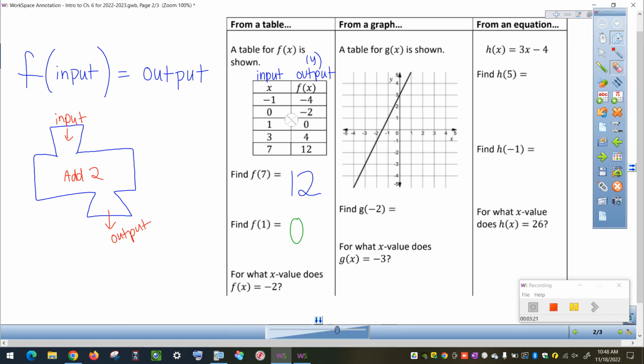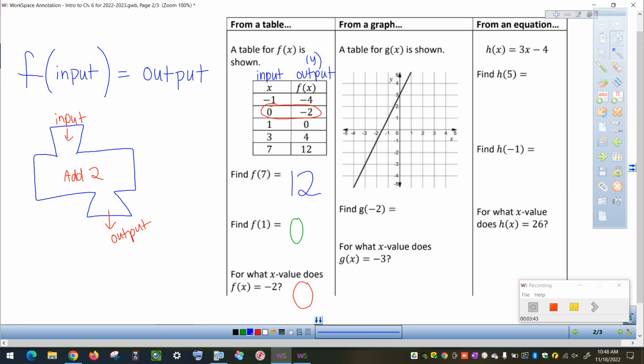So let me erase that green. It's sort of covering it up. So that's going to be this piece right here. Notice that when the output is negative 2, that's when we had an x value of 0. The 0 in green is a different 0 than the 0 that we have here in red. It was a different question that we were answering. Okay, so that's how we can deal with functions from a table.